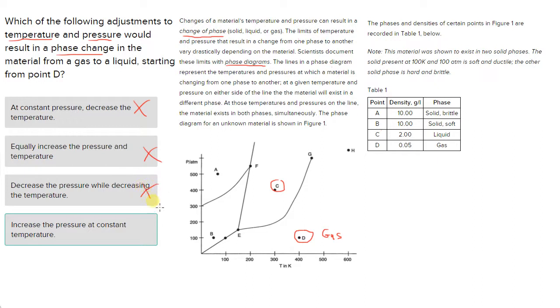And then the last option, increase the pressure at a constant temperature. We're going to stay right at this temperature, right here, but we're going to increase the pressure. So we would be taking this straight up on this diagram, and voila! We're in this area here, trapped in between these lines. That is the liquid phase, and that is our right answer.